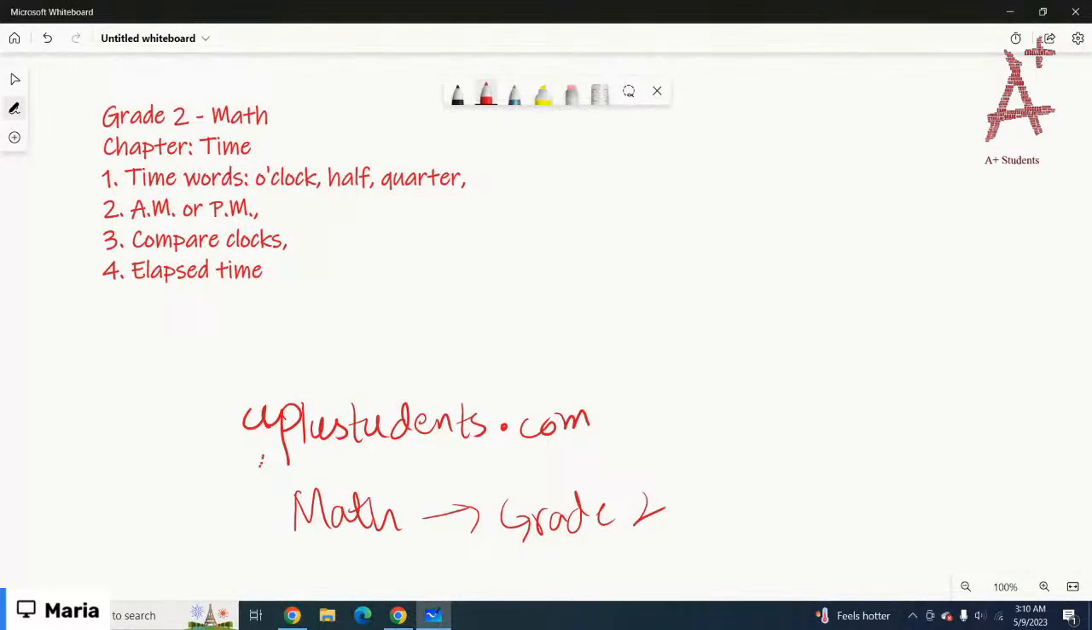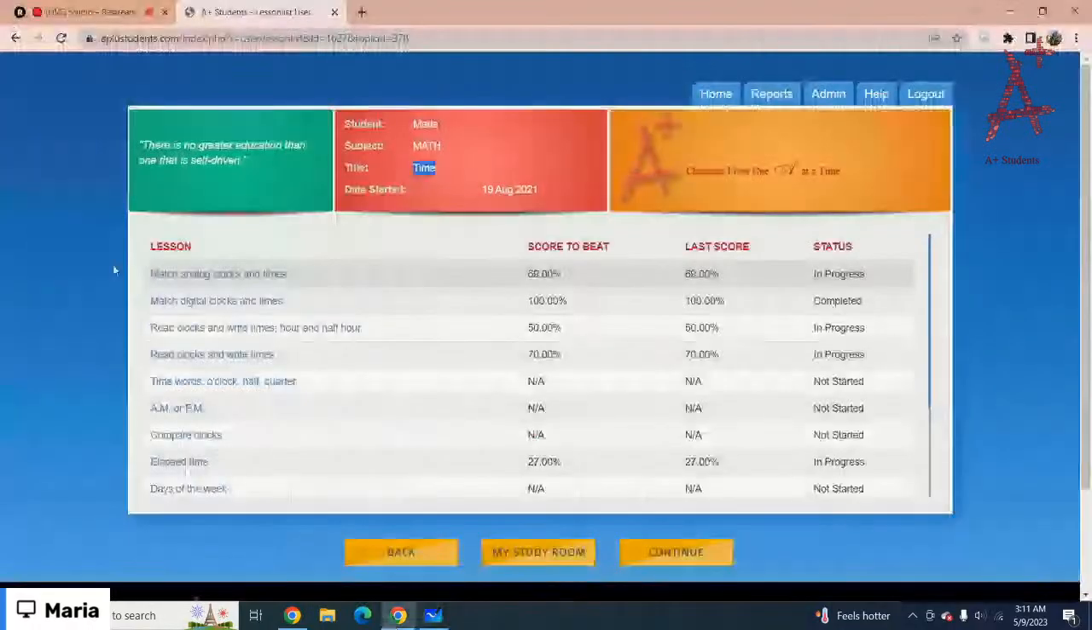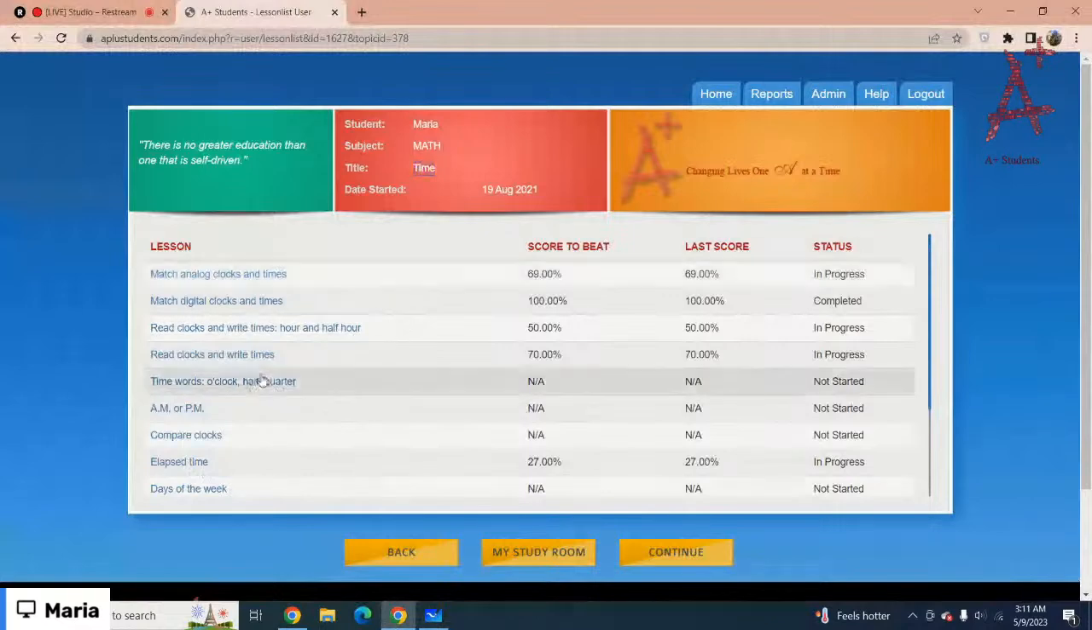We're going to start with the chapter time, and the lessons we're going to cover today are time words, o'clock, half, quarter, AM and PM, compare clocks and elapsed time. So let's just start with the first lesson. Here I'm on grade 2 maths. The chapter we're working on is time, and here is the lesson time words, o'clock, half, quarter. Let's just start with the lesson.